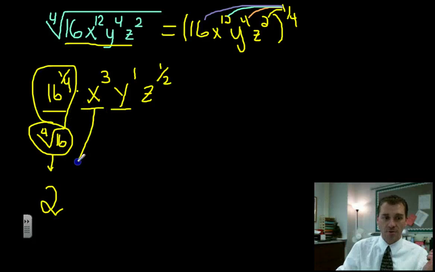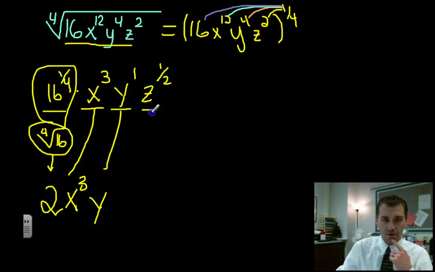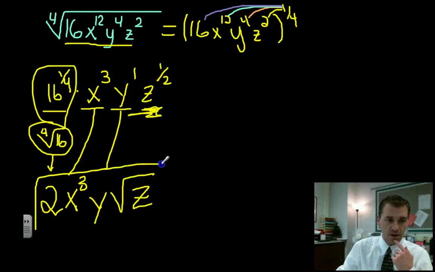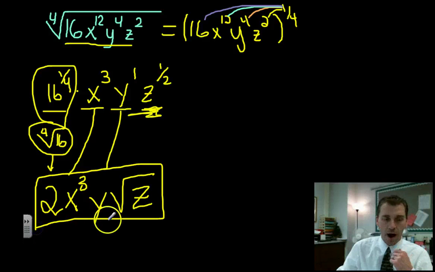Lovely. So I have 2 and then x to the 3rd power. And this right here is just y to the 1st. And now what do I do with this guy? Well, z to the 1/2. There's nothing I can do other than just write it like this. It is the square root of z. Why square root? Because it's the 1/2 power. So my final answer, as ugly as that is, is 2 x to the 3rd y square root of z. Weird, but there you go.